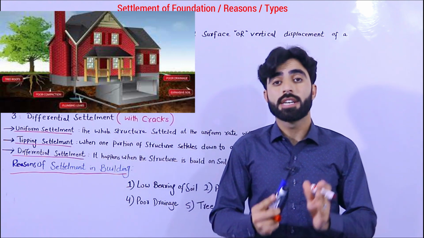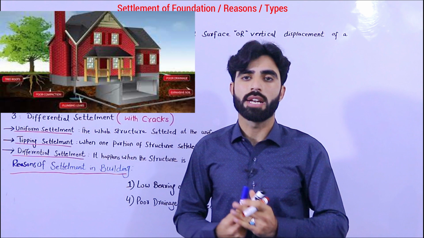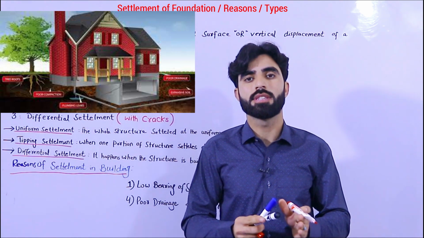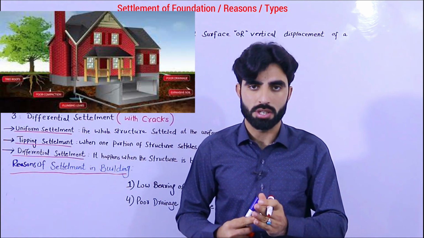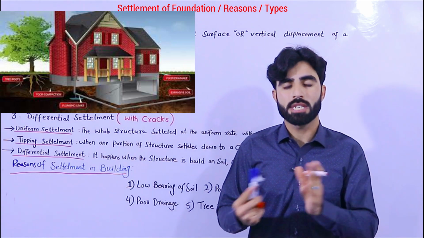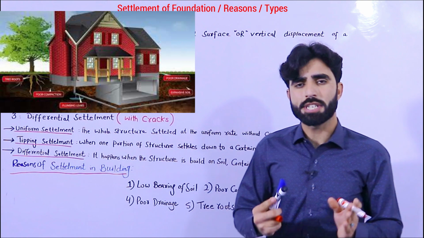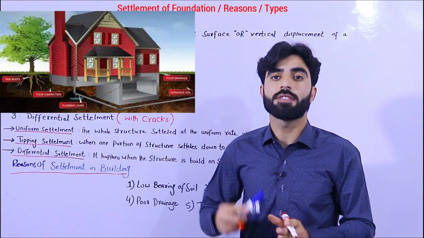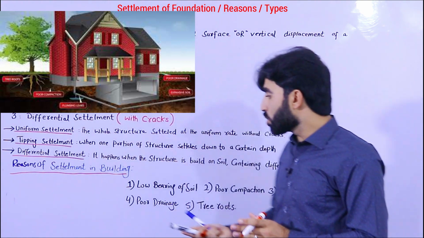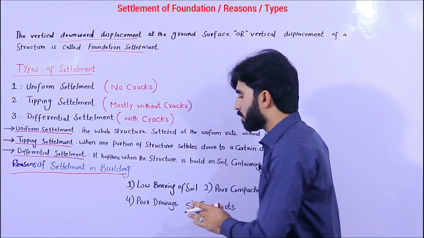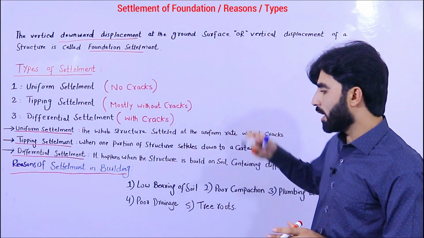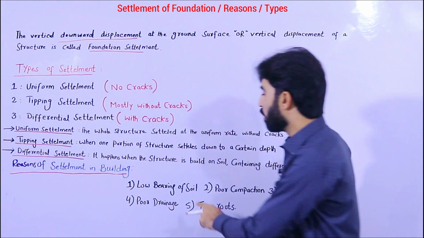As you know, we have different types of soil and different types of soil have different bearing capacity. Some can support maximum load, some can support minimum load, some can support medium load. So it depends on the soil and the place. Therefore I am giving you an example of why settlement occurs in foundation. The main reason is low bearing capacity of soil.